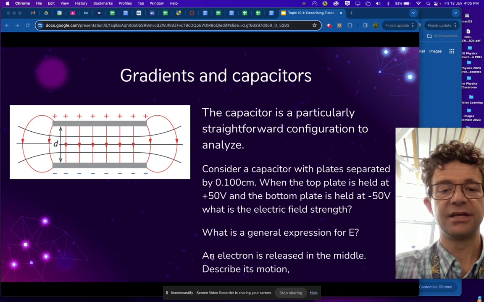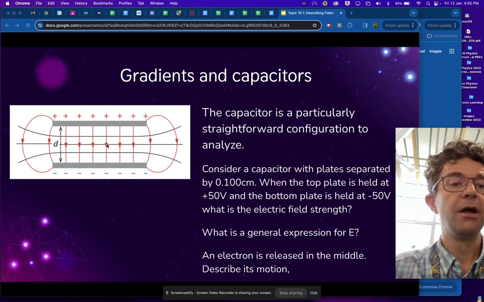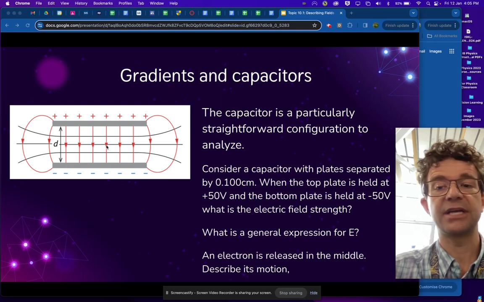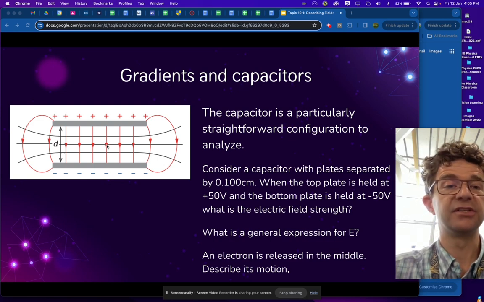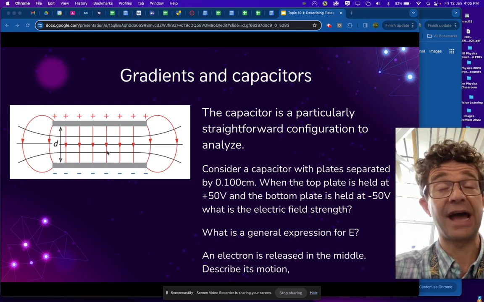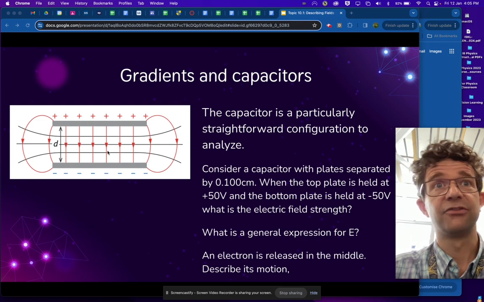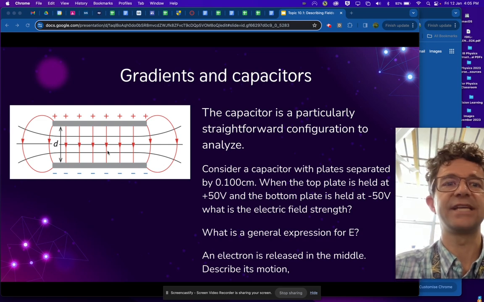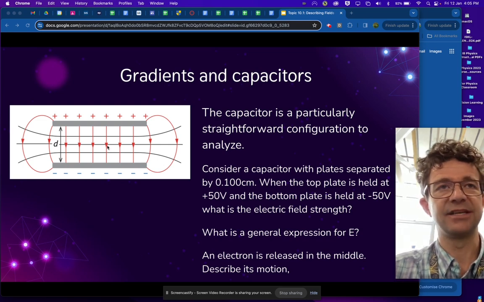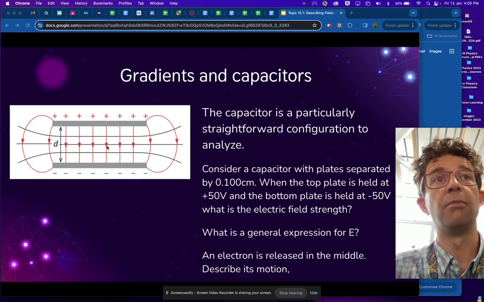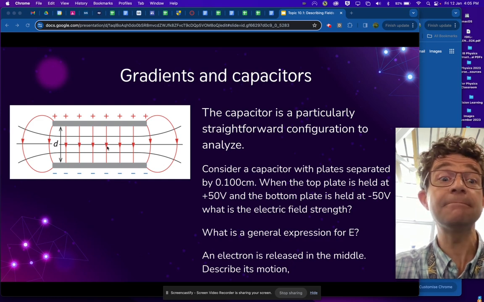The last question: an electron is released in the middle. Describe its motion. Well, the force that acts on the electron will be q times E, which is negative 1.6 times 10 to the negative 19th times the electric field, which was 100,000 newtons per coulomb. So multiplying 100,000, or 10 to the fifth, times 1.6 times 10 to the negative 19 would give you a force of 1.6 times 10 to the negative 14.